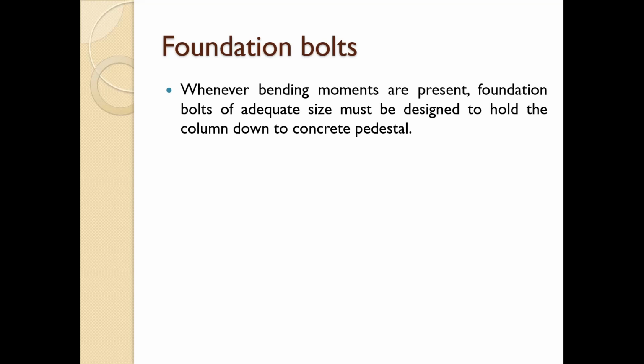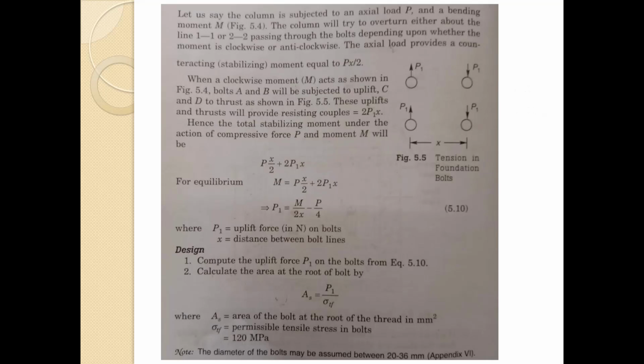And again, whenever bending moments are present, foundation bolts of adequate size must be designed to hold the column down to the concrete pedestal. Now, let us say the column is subjected to axial load P and a bending moment M. The column will try to overturn about any one of the axes passing through the bolts, depending upon whether the moment is clockwise or anti-clockwise.